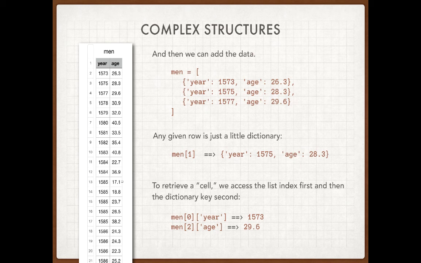which is the year. And if I wanted to go to, say, the 2th row of men, that's going to be row 4 over there. But I go to the age column, I'm going to get 29.6. So I can actually pull out any combination of these. I can look at a row. I can pull out individual cells.